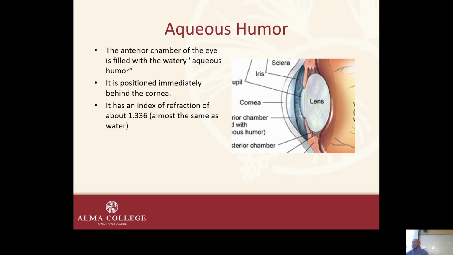This is more like a lubricant. It just prevents your cornea from scratching. It gives your iris and your lens the ability to move freely. It's kind of a buffer zone between the two components. Okay.